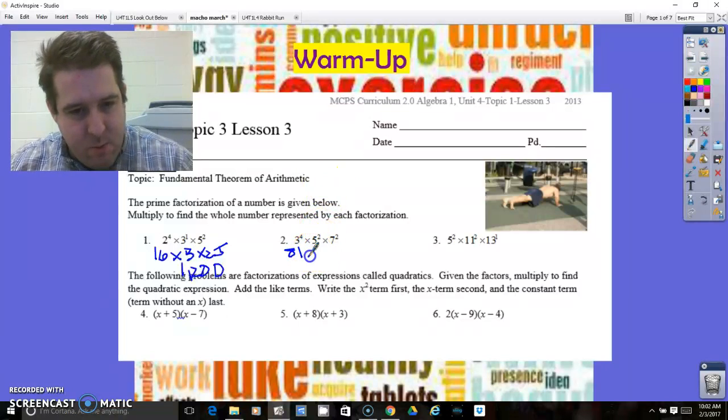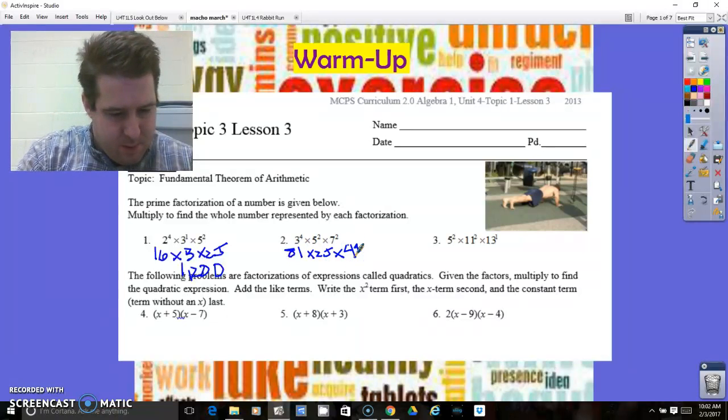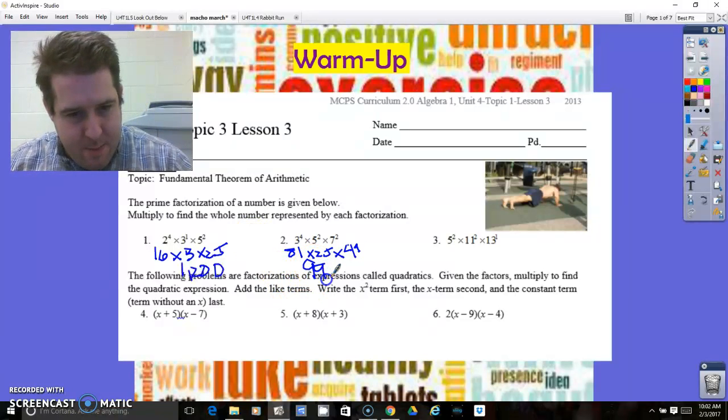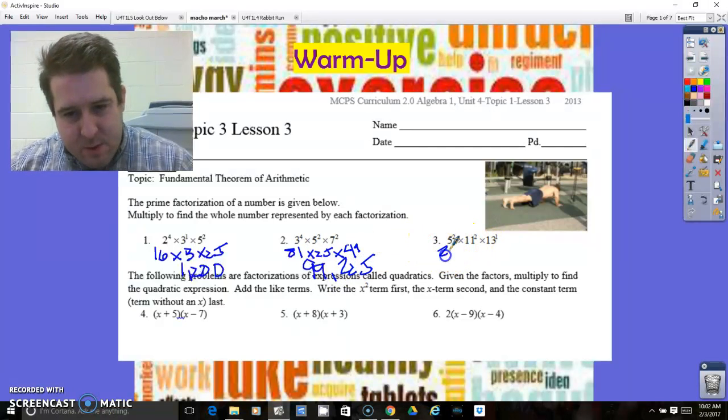For the next one, 3 times 3 is 9, times 3 is 27, times 3 again is 81. 5 to the second power is 25. And 7 to the second power is 49. So once again, multiply those numbers: 49 times 25 times 81. And you're going to get 99,225.